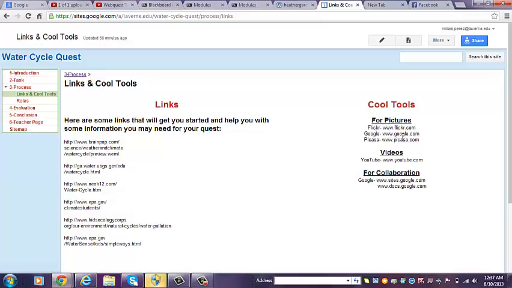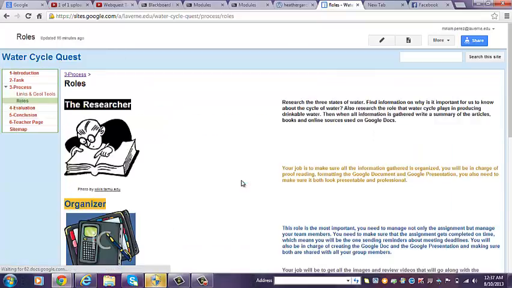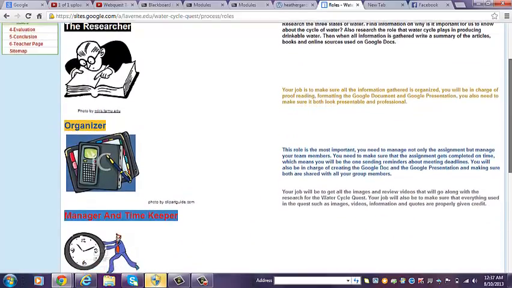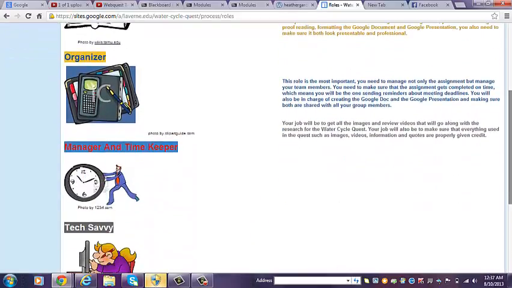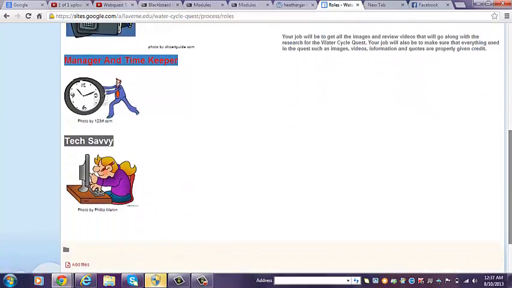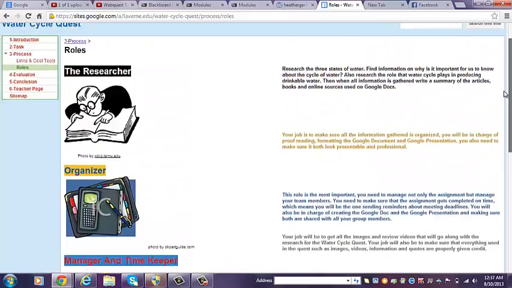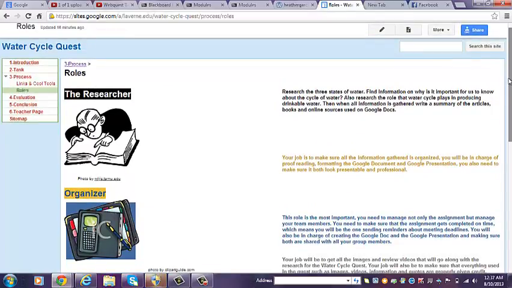For one of the sub-pages, links and cool tools, for collaboration, they will be using a couple of links that they can use and Google Docs, which will help them with the research and gathering information. And I listed them on the left-hand side. The researcher, the organizer, and I also listed a couple of cool tools that they can use for this project. For example, they can get really awesome pictures at Flickr.